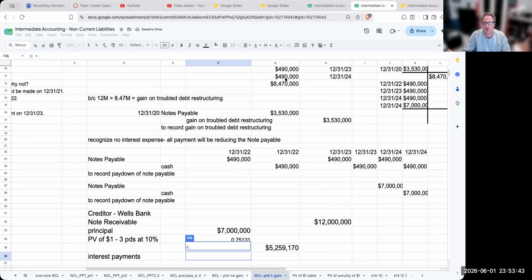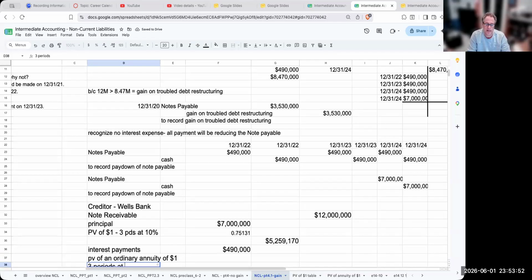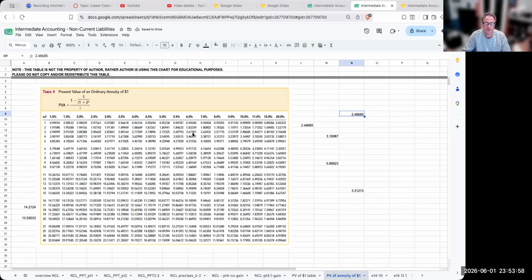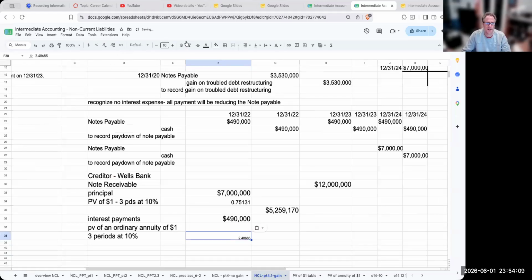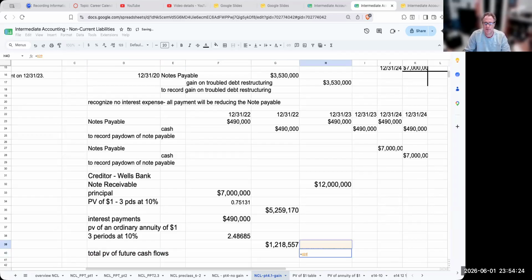My interest payments are going to be 490,000. I need to use the present value of an ordinary annuity of $1, 3 periods at 10%. So I'm going to go over here, present value of an annuity of $1, 3 periods at 10%, and this is going to be 2.48685. Okay, so basically the present value of these is going to be 1,218,000.